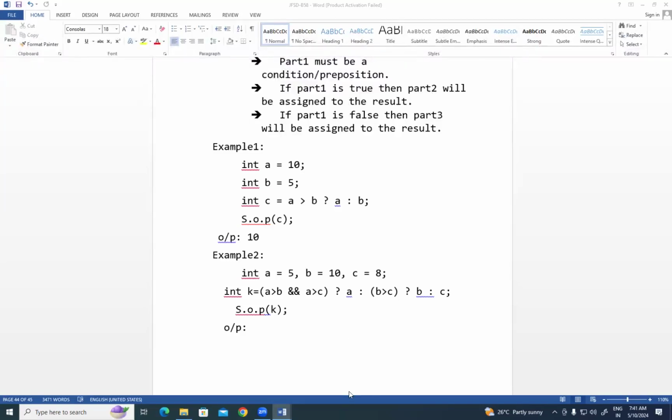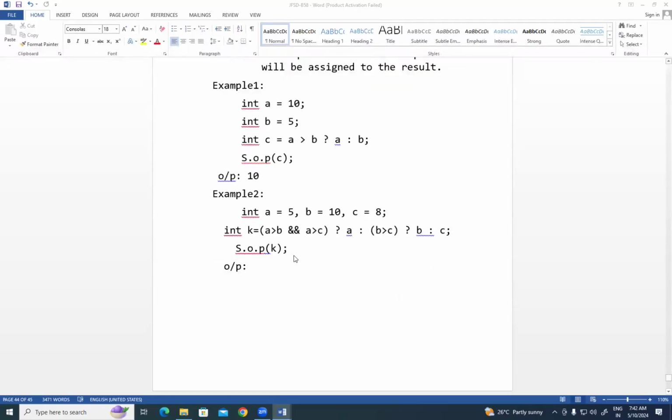Yes, folks. Yeah, people online, very good. Nikhil is correct. Bhagyesh is correct. See, folks, the value of k is 10.